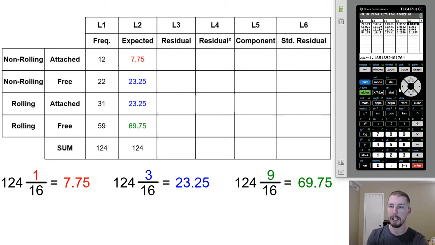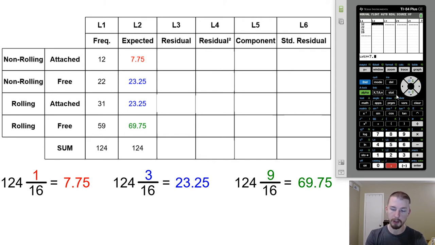So go to stat, edit. I've already got stuff in my list here, so I'm going to go ahead and clear that out. So second plus sign for clear all lists. And then go back to stat and edit. So for list 1, put all of my frequencies. So I had 12, 22, 31, and 59. Just double check, make sure I didn't have a typo.